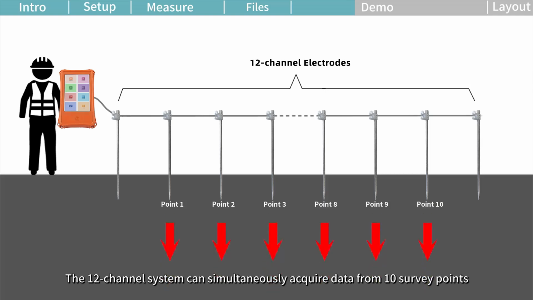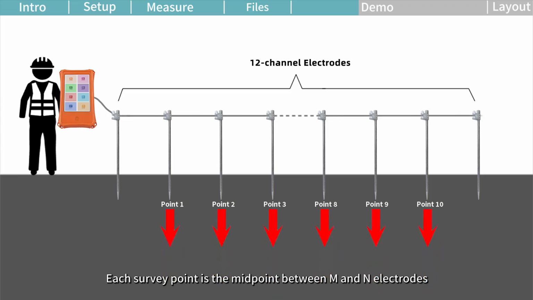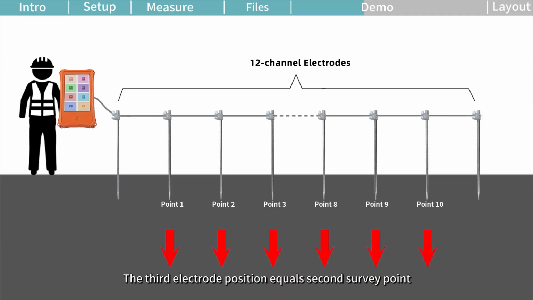The 12-channel system can simultaneously acquire data from 10 survey points. Each survey point is the midpoint between M and N electrodes. The second electrode position equals first survey point. The third electrode position equals second survey point. Repeat until the entire profile is measured.